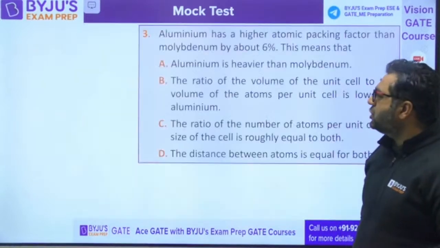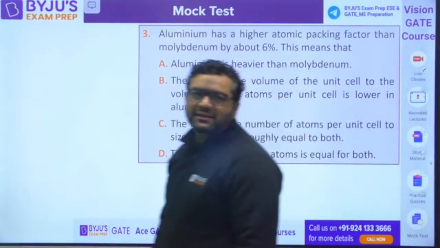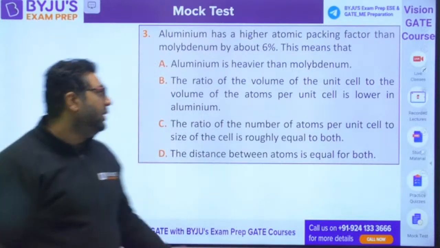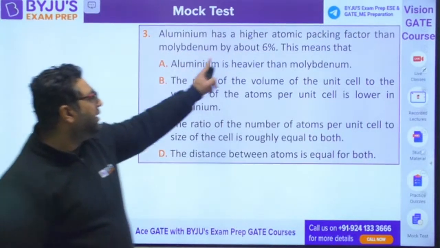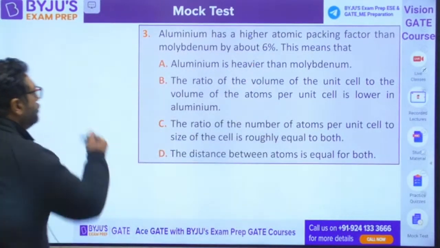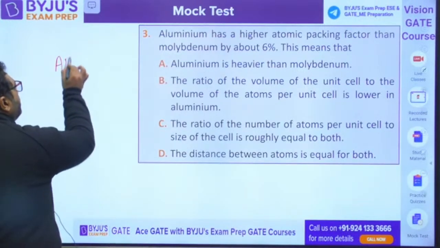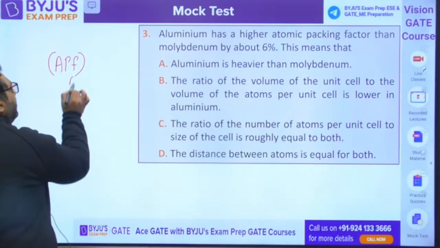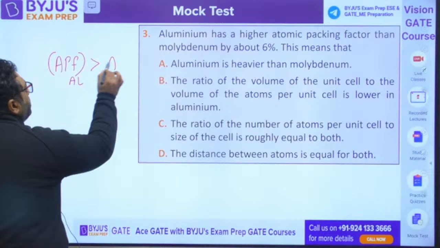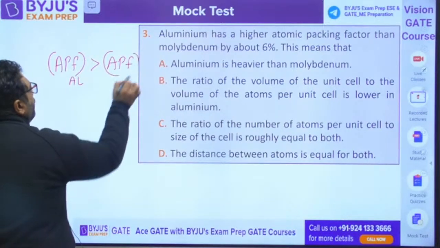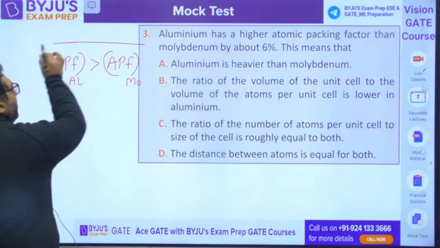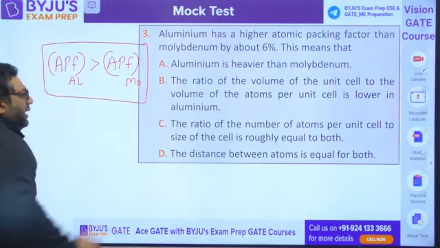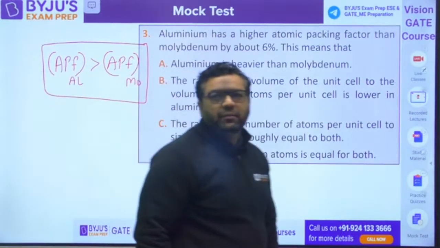Moving to the next question, question number 3. So guys, this is also from material science only. This is saying aluminium has a higher atomic packing factor. So you are having APF. They are saying APF of aluminium is more than APF of molybdenum. They have said that, and they have also given the difference as 6%. But what do you mean by that?